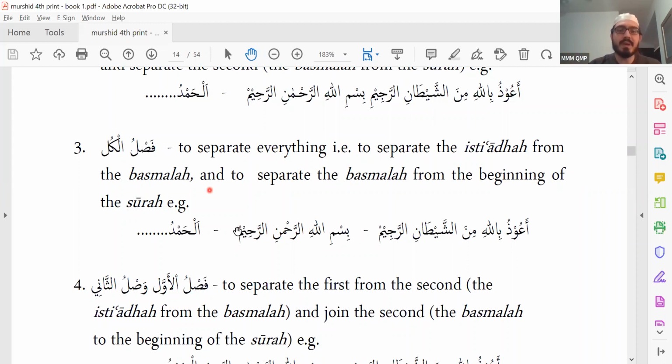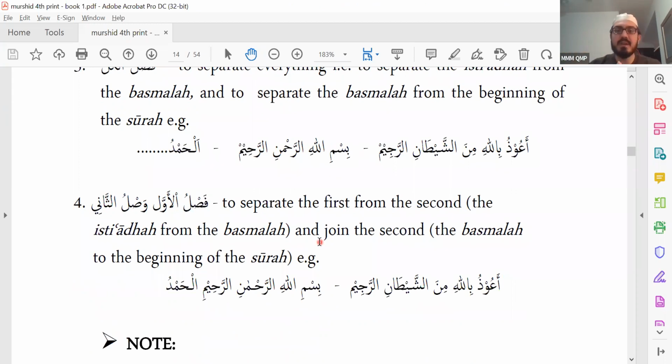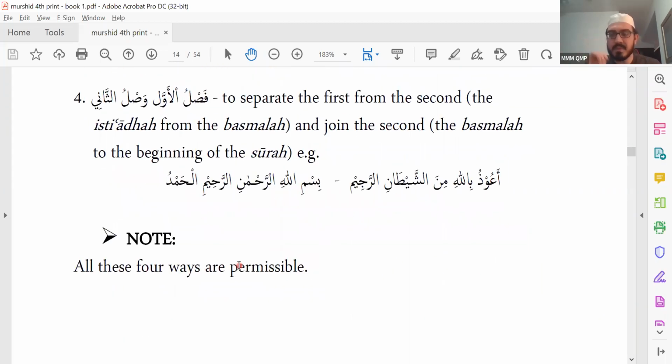Okay. Number 4 is فصل الأول وصل الثاني. So separate the first from the second. That is separating the isti'adha from the basmala, and then joining the second to the surah. So you separate the first, أعوذ بالله من الشيطان الرجيم, and then join. بسم الله الرحمن الرحيم الحمد لله. Okay? All of these 4 ways are permissible.